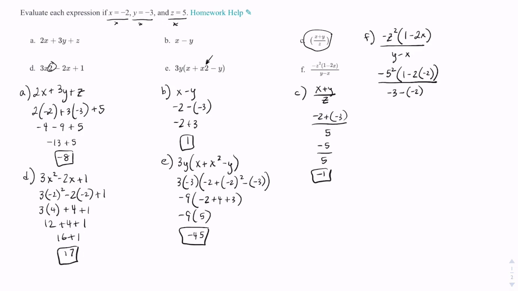Okay, so 5 squared is 25, so that's negative 25 times 1, negative 2 times negative 2 is positive 4, so 1 plus 4, over negative 3 minus a negative 2, or negative 3 plus 2, right? That's negative 3 plus 2. So I have negative 25 times 5 over negative 3 plus 2, which is negative 1. Negative 25 times 5 is negative 125 over negative 1, which is negative divided by a negative is positive 125.